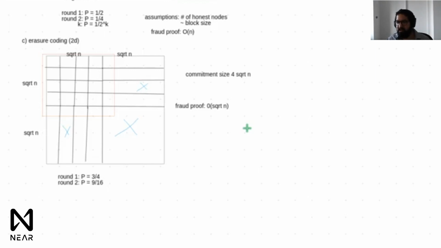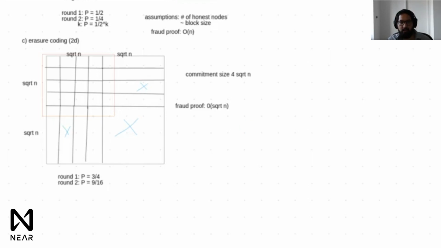In the happy case, the only thing you need to download is this commitment, and then a fixed number of samples. This is the nice property: the number of samplings you have to do is fixed. It's not related to block size at all.